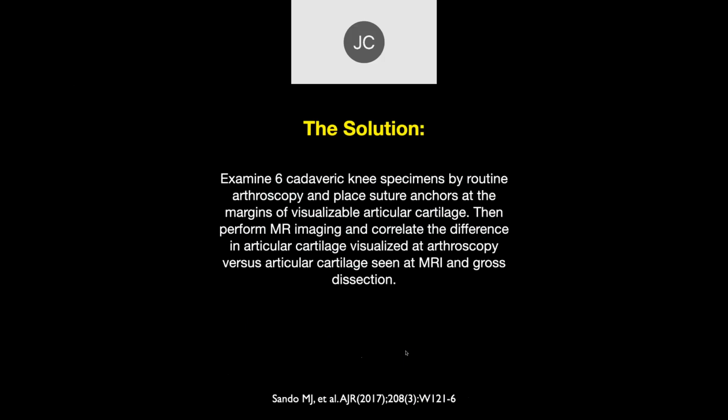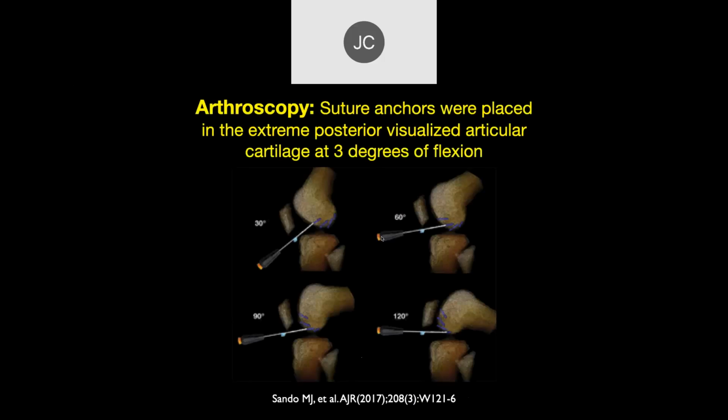So one of the fellows at Kerlan-Jobe, the orthopedic fellows, decided to do a study where we'd take 6 cadaver knee specimens and we'd first evaluate them by routine arthroscopy. Then he would place suture markers at the margins of the visualizable articular cartilage. Then we performed MR imaging and correlated the differences in articular cartilage visualized on arthroscopy versus articular cartilage seen at MRI and gross dissections. Then we disarticulate the knee and look at the articular cartilage visually.